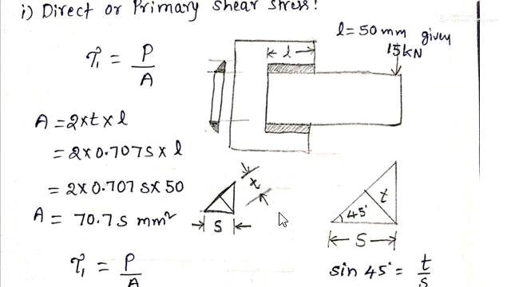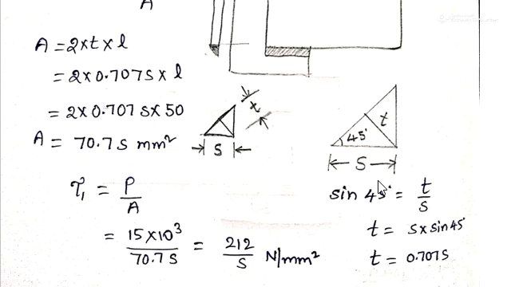If we draw a big diagram here, this is the cross section of the weld triangle. Suppose this is the throat we have taken, and this is the size of the weld S. So we know this is 45, 45, and this is 90. From the small triangle, if I write sine 45, this will be opposite by hypotenuse, T by S, so T is S into sine 45, or T is approximately 0.707 times S.